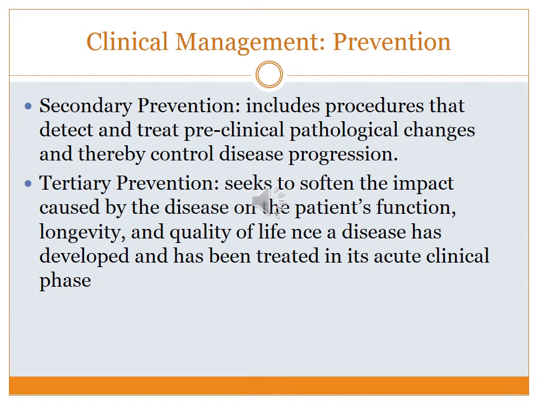Then you have secondary prevention. That includes procedures that detect and treat preclinical pathological changes and thereby control disease progression. Tertiary, you seek to soften the impact caused by the disease on the patient's function, longevity, and quality of life, once a disease has developed and has been treated in its acute clinical phase. So you want to get routine blood sugar testing, mammographies, proper wound care, proper nutrition.